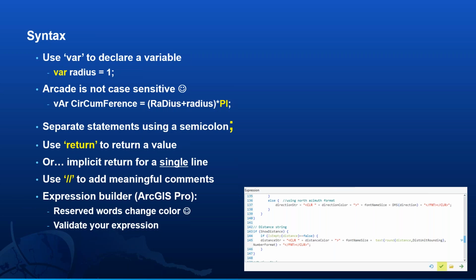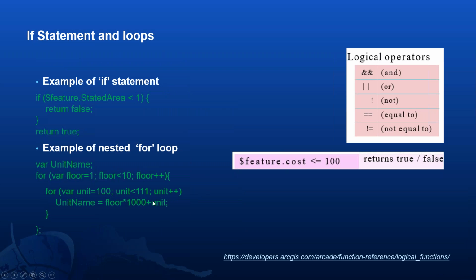There's another thing within Pro, another environment for arcade expression called the expression builder environment. And like you see here, you get even better coloring than the playground. So you can see that by default, the reserved words change color, for example, and you also have the ability here to validate your expression. So it can tell you have an error on line 136, for example, and then you can just zoom there and figure that out. You can also use if statements and loops in arcade. So example here, if the feature stated area is smaller than 1, maybe it's 1 square meter or 1 square foot, return false.